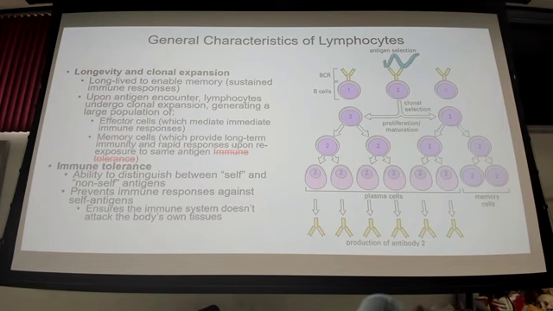However, a select few will go on. These are called memory B cells or memory T cells, either one. And those are the ones that will persist for years, possibly for the rest of your life. They're also the ones that are going to be responsible for fighting that same pathogen again, should you ever encounter the same exact pathogen again.